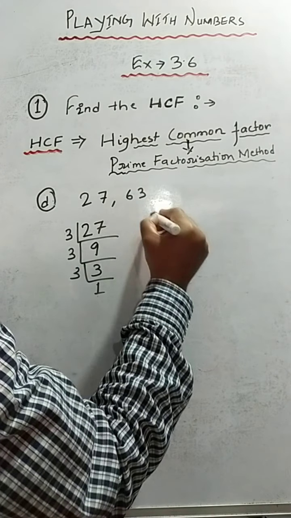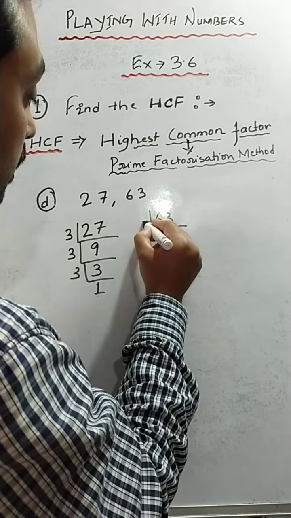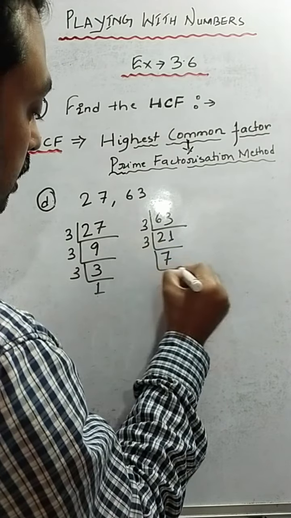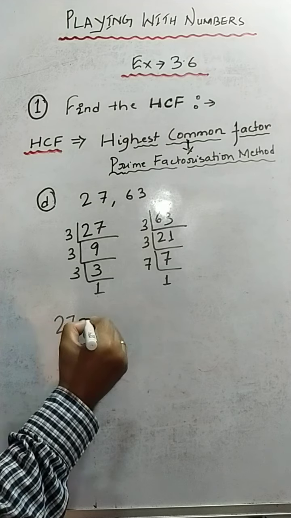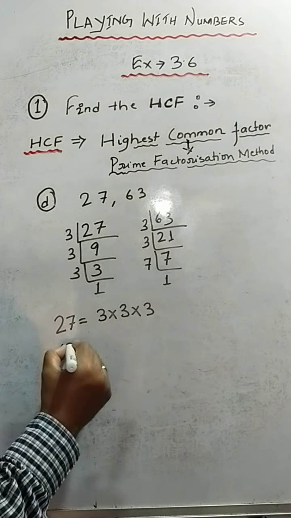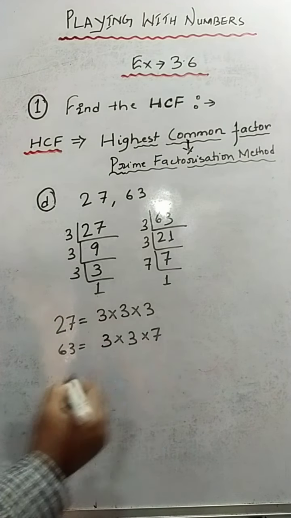Now 63 is also not divisible by 2, but it is divisible by 3. So 3 21s are 63, 3 7s are 21, 7 1s are 7. So 27 is equal to 3 into 3 into 3, and 63 is 3 into 3 into 7.